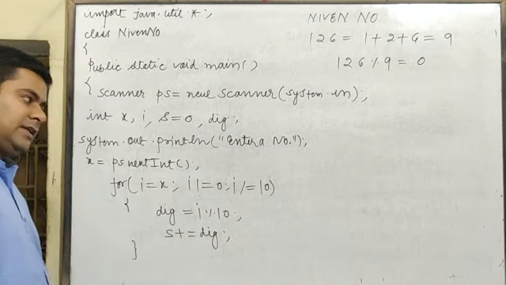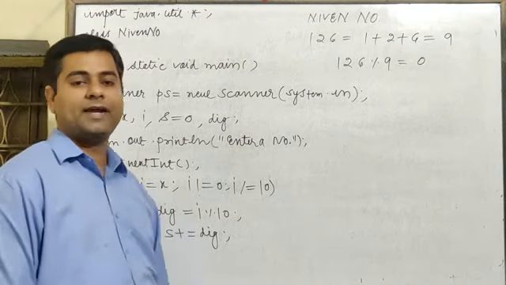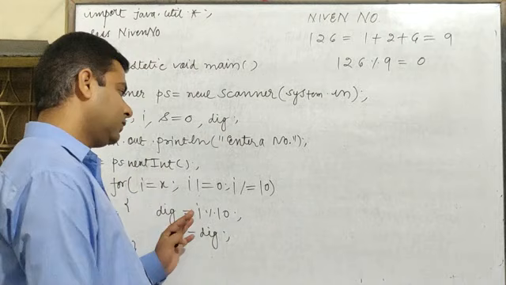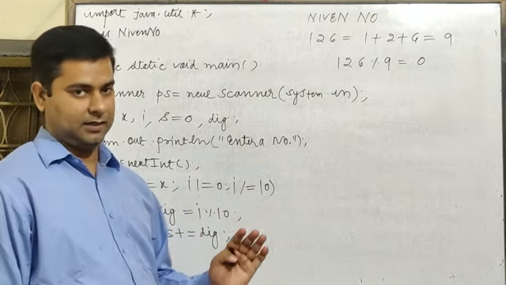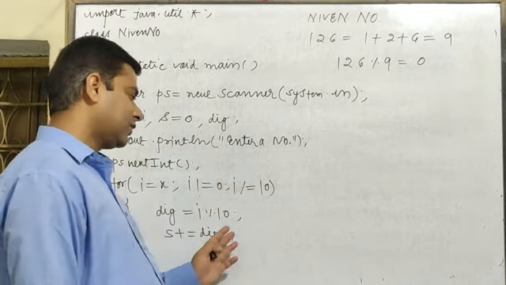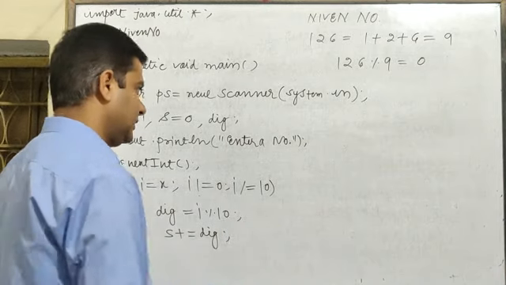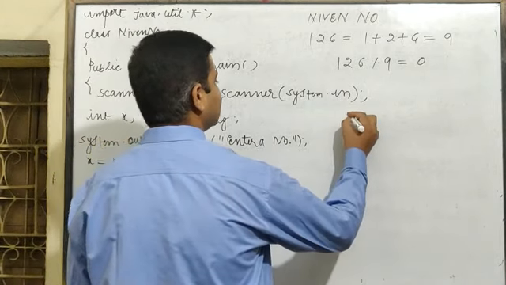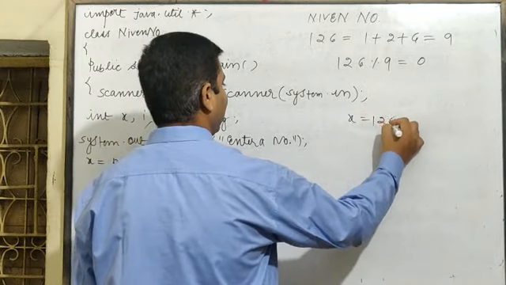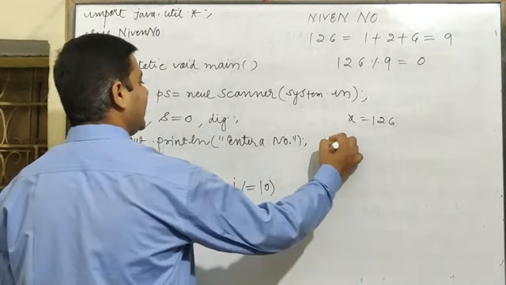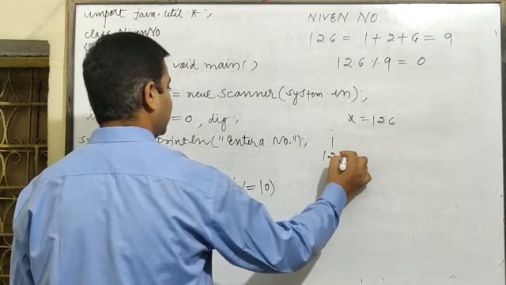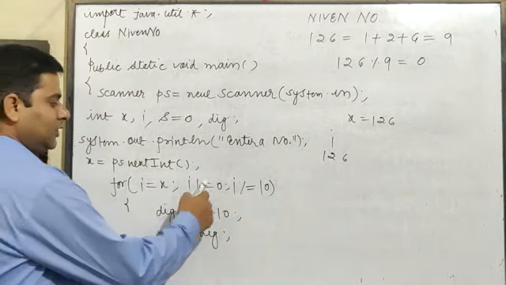Okay. Now I am going to trace this program, to see the working of this program. How does this program run? And how will it calculate the sum of digits? For example, X is 126. Value of X is 126. I equals to X. So value of I will be what? 126. Not equal to 0.